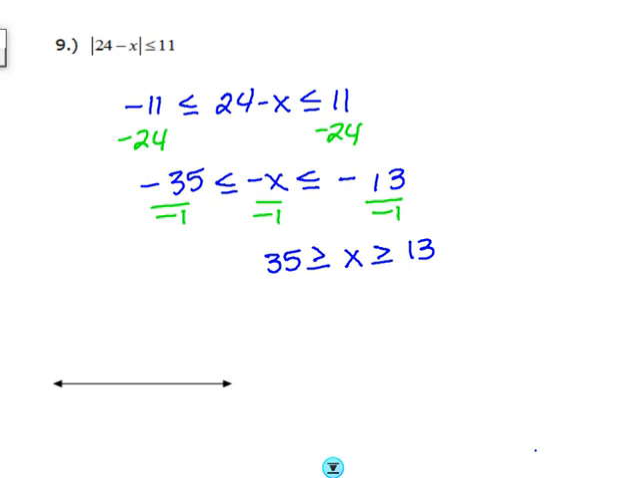Now, when you write a compound inequality, you never write it with greater than. So we're just going to use symmetric property and flip this entire thing over. Graph it, 13, 35. We're closed at both of them, and it's any value in between the two.